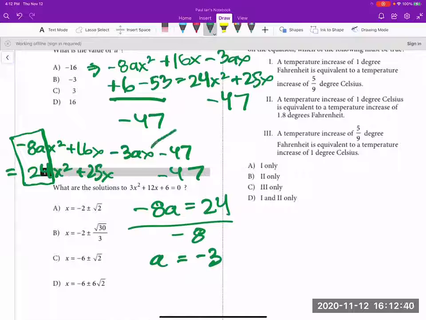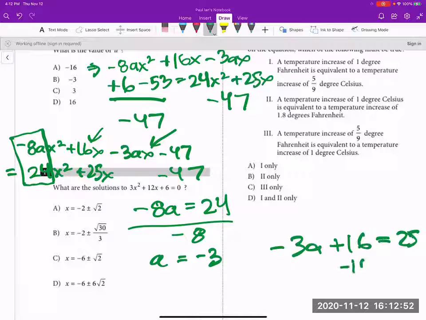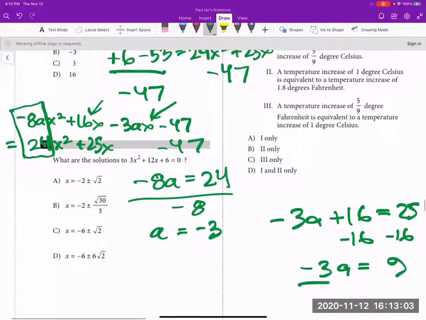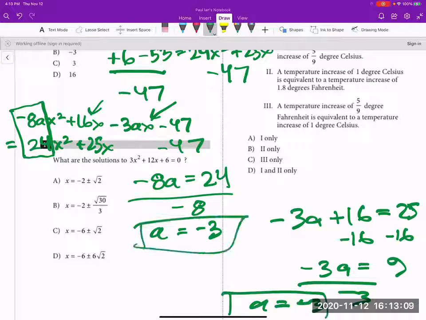This one right here, I wouldn't work with this. You could technically work with this, but you have to deal with the 16, I think. Let me see if you can. It's 3a plus 16 equals 25. Minus 16, minus 16. Okay, 3a. It's the same thing either way. So that should give you minus 3, which is the same as the other one.